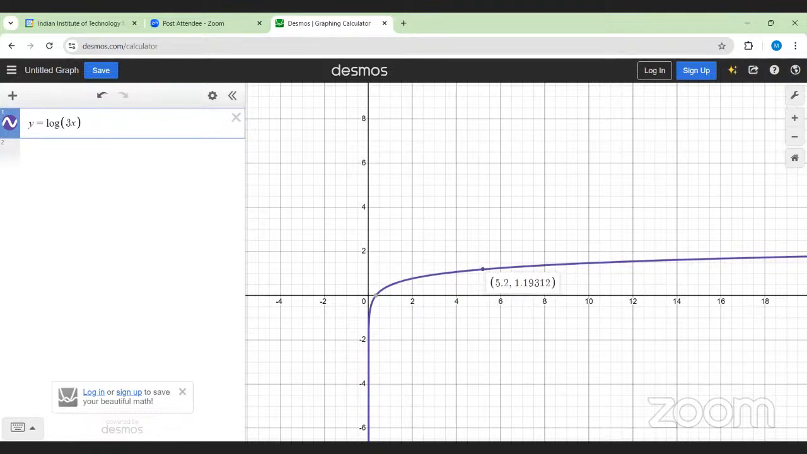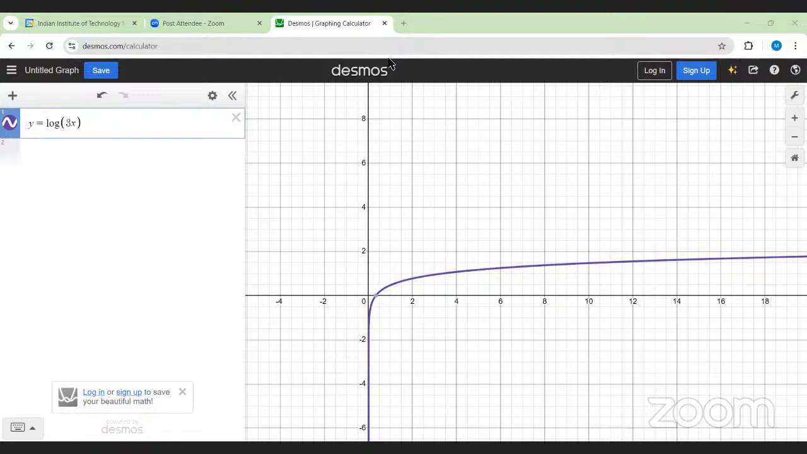So observe the value. It is increasing very slowly, but it is increasing. So that means as x goes to infinity, log of x also goes to infinity. That's why here the range is all real numbers. Whenever we have a range of all real numbers, that means it is an onto function. Is that fine for you, Laksh? Yes, ma'am.